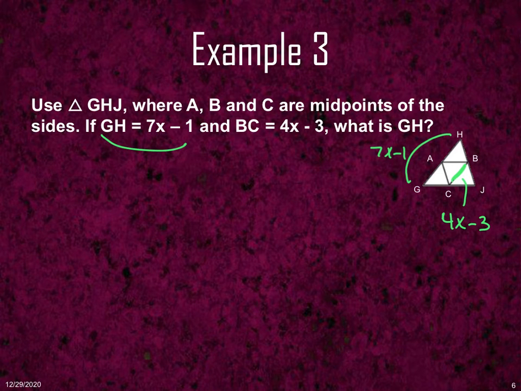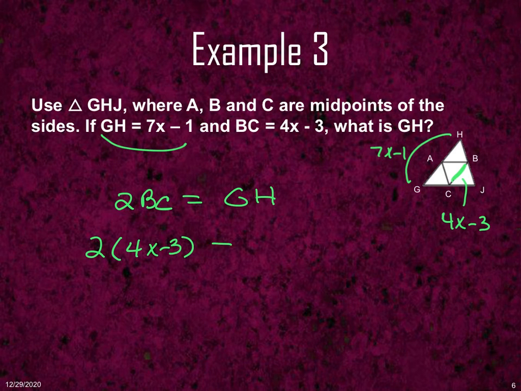Now, we're still doing the same thing that we just did with the numbers. I do need to set it up algebraically. So I know that 2 times BC is going to equal GH. Or I could divide it by 2. I think it's a lot easier to take the smaller one and distribute a 2 versus to divide it. So I'm going to put BC, 4x minus 3 in here. Set it equal to 7x minus 1.